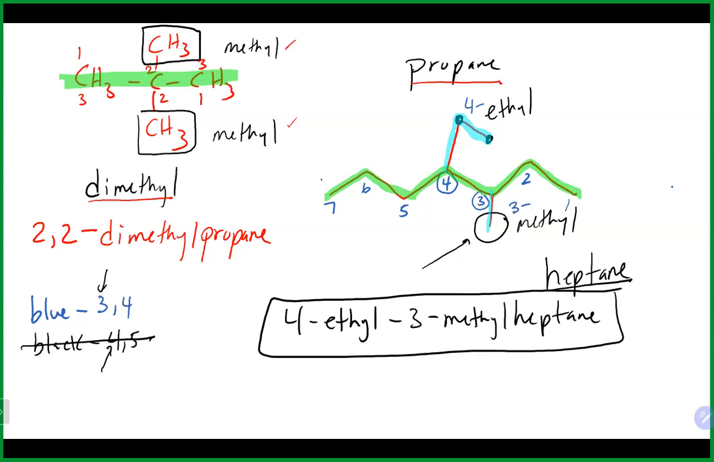So now that we did a couple more examples here of naming, let's also talk about how we go from a name to drawing it, which is also really important. And also, in my opinion, the easiest thing to do is actually to go from the name to the drawing. So let's talk about how we would go about doing that. So let's just do, I don't know, let's do 3-methyl.